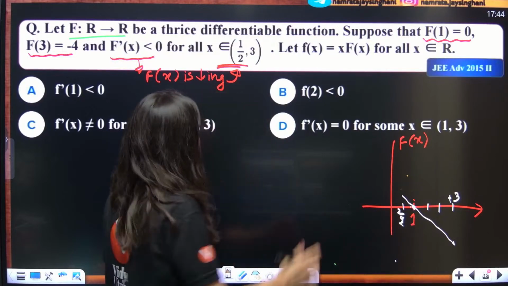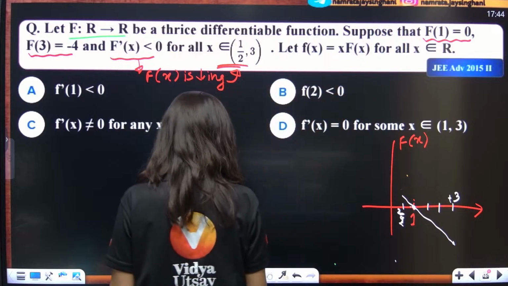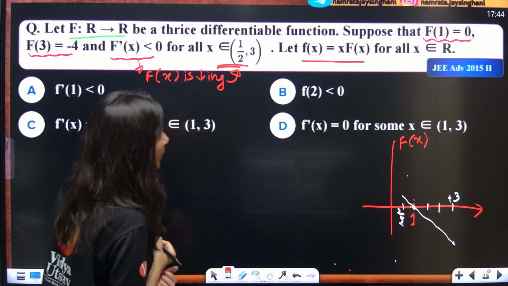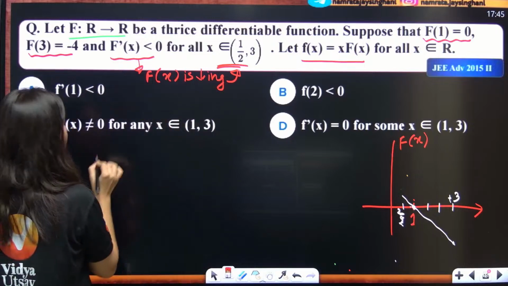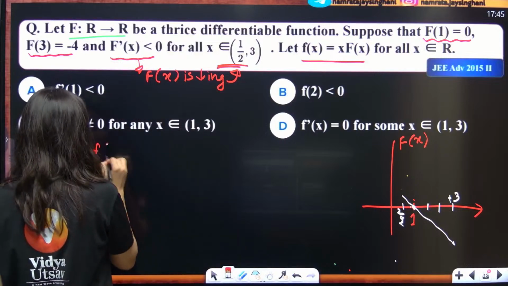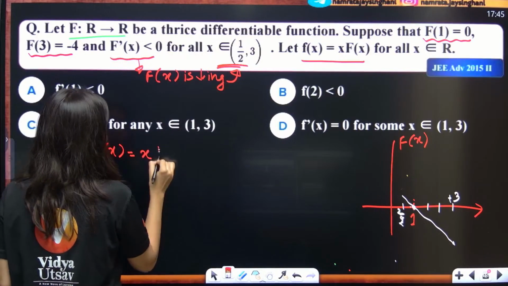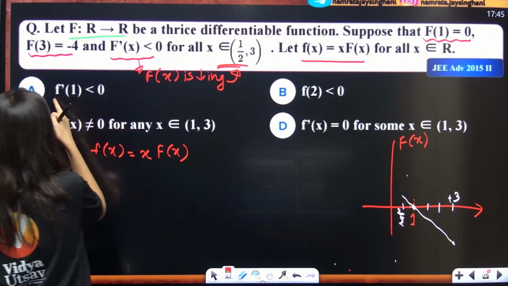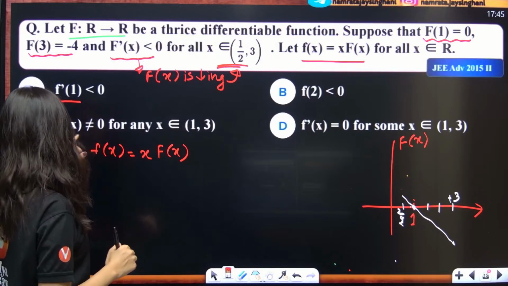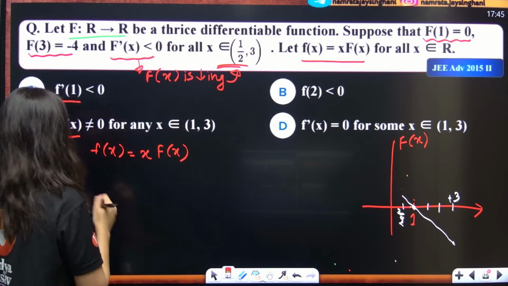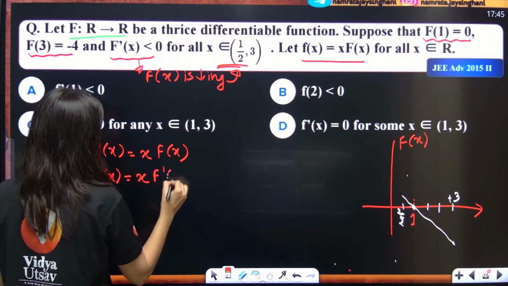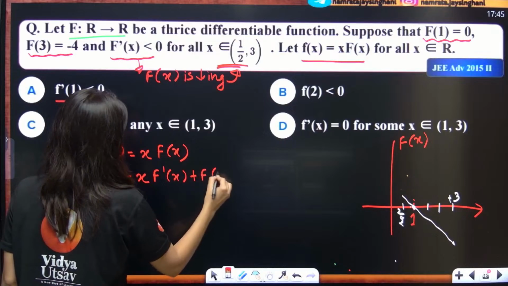Then one more thing that they are giving is f of x is equal to x F dash x. Now they are talking about all the options. One by one we need to check the options. But before that, let me just write the generic statement. F of x is equal to x capital F x. Now if I talk about the first option, in fact, first, C and D also, they are talking about f dash x. Let's differentiate. X F dash x plus F of x.